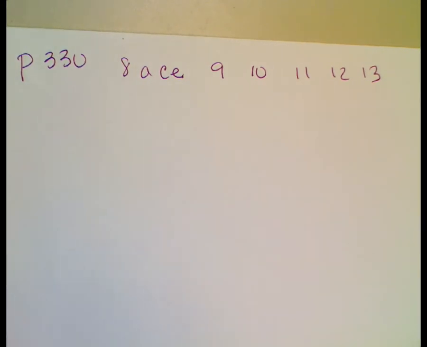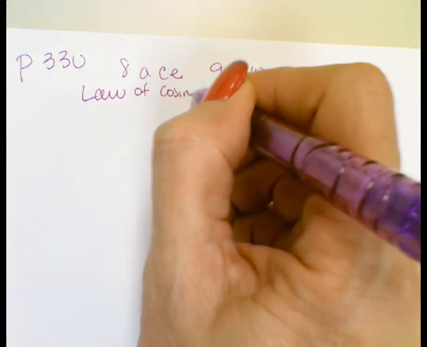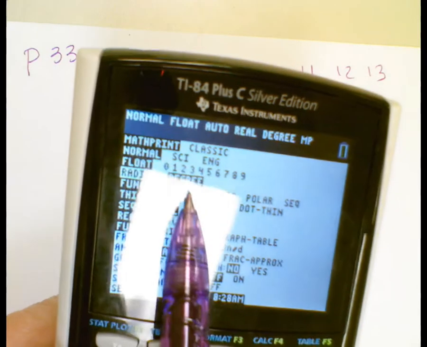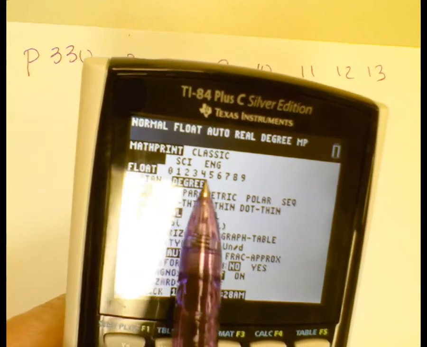Okay, everybody, homework on law of cosines, page 330. I'm going to write law of cosines. So we're always going to have cosine when we're punching our calculator. Law of cosines, make sure you are in degrees. Make sure you're in degrees, everybody. See where it says degrees? Make sure you're in degrees.